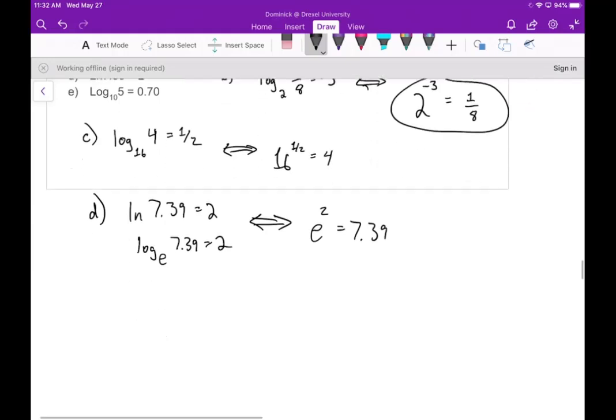All right, and then finally part E, we have that log base 10 of 5 is 0.7. So this means that if I take 10 and I raise it to the 0.7, I'm going to get 5. All right, so that's what we mean by that.